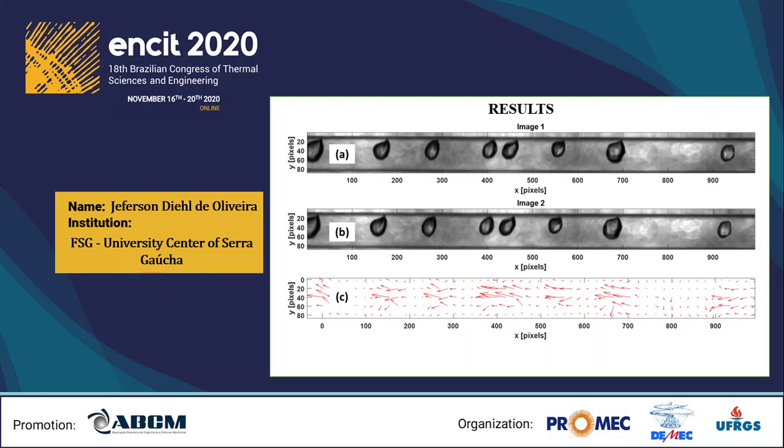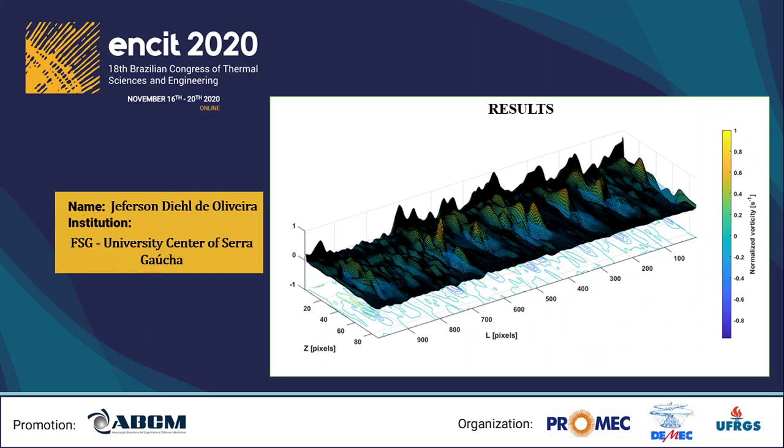The magnitude of the average velocity in the interface in this case is 1.1 centimeter per second, and it can be seen that negative vectors are found at some points along the flow. Such behavior can be an indication of the presence of vorticity in the liquid-vapor interface.